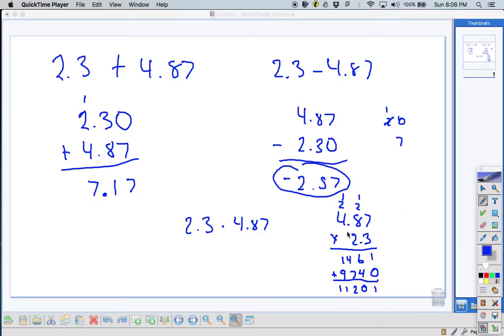Now is when you go back and look at the decimal. On the original one, there is one number after the decimal point. Here, there are two numbers after the decimal point. So this is a total of 1 plus 2 is 3, so I need 3 numbers after my decimal point, so I'm putting my decimal point right there, and it's going to be 11.201. So when you multiply that, you get 11.201, and that makes sense because this number is about 5, this one's about 2, and 5 times 2 is 10, so 11 makes sense for that to be an answer.